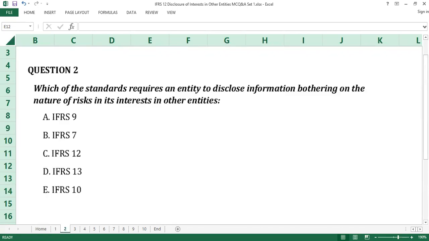Question number 2. Which of these standards requires an entity to disclose information bordering on the nature of risk in its interest in other entities? A, IFRS 9, B, IFRS 7, C, IFRS 12, D, IFRS 13, E, IFRS 10. Time counts.